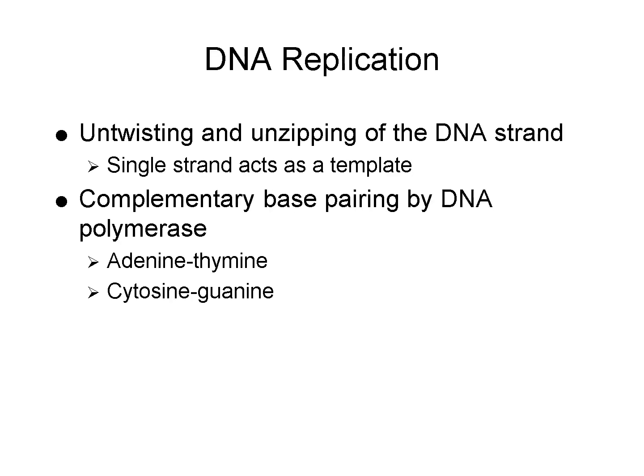DNA replication begins with the untwisting and unzipping of the double helix. Each separated strand then serves as a template for creating a new complementary strand. DNA polymerase, an important enzyme, matches each base with its partner. Adenine pairs with thymine, and cytosine pairs with guanine. This precise base pairing ensures that the new DNA molecules are exact copies of the original.